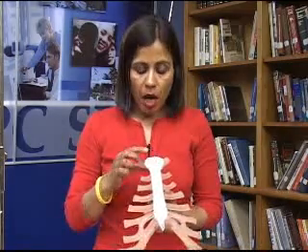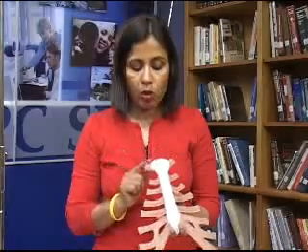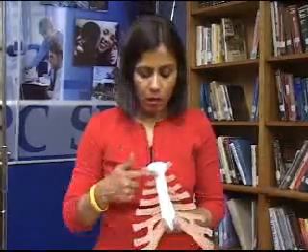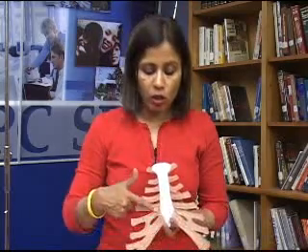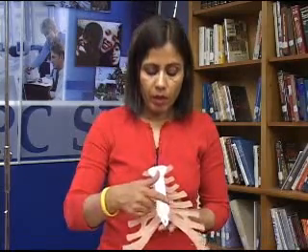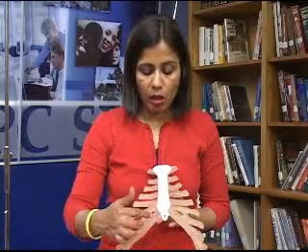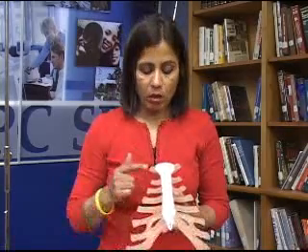The manubrium articulates with the first costal cartilage and also the clavicle. The body of the sternum articulates with the second to the sixth costal cartilages on either side. And then the xiphoid process articulates with the seventh costal cartilage. So these are all the costal cartilages.